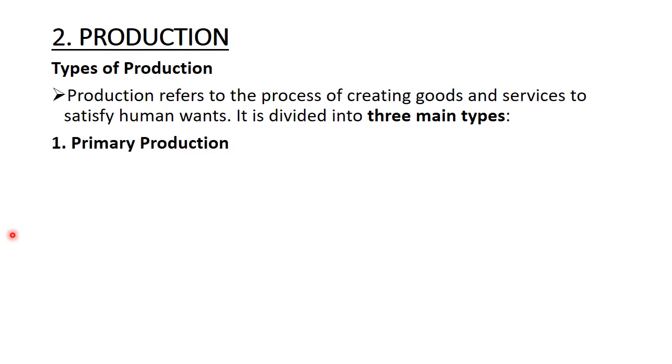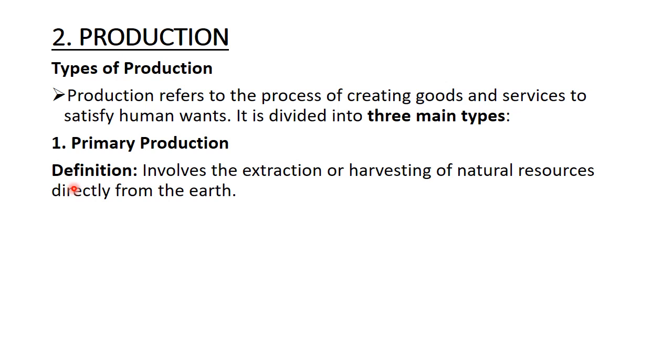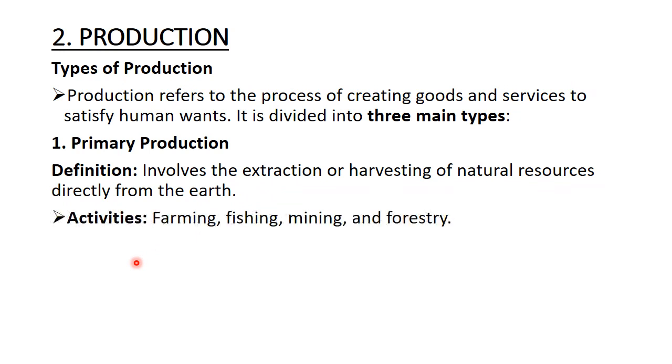So the first is called primary production. I'm not talking about methods of production like direct, indirect. No, I'm talking about types of production. So the first is primary production, okay? What is primary production? This involves the extraction or harvesting of natural resources directly from the earth, like mining. So primary production involves extracting or harvesting of natural resources directly from the earth.